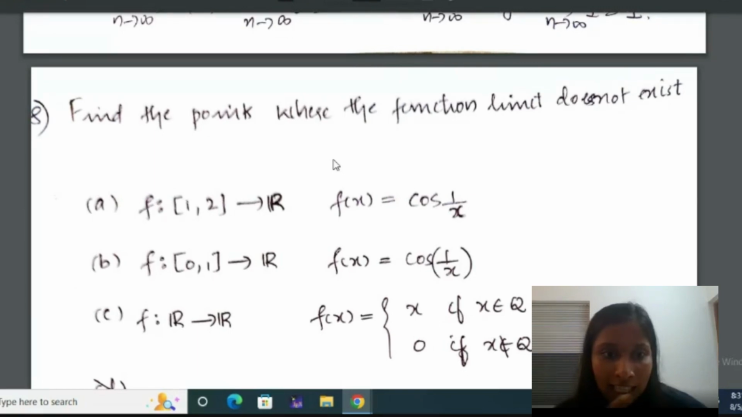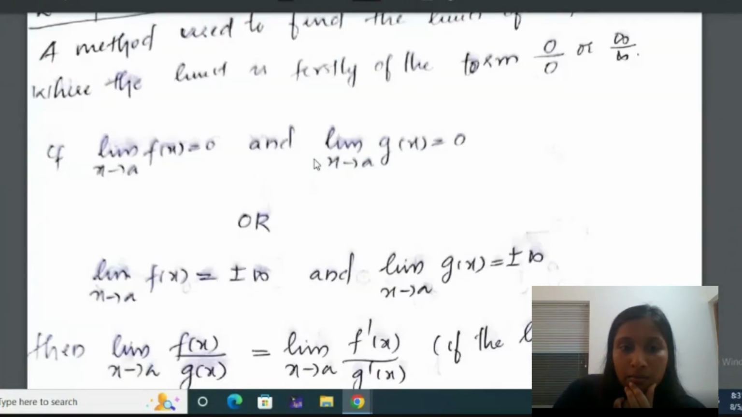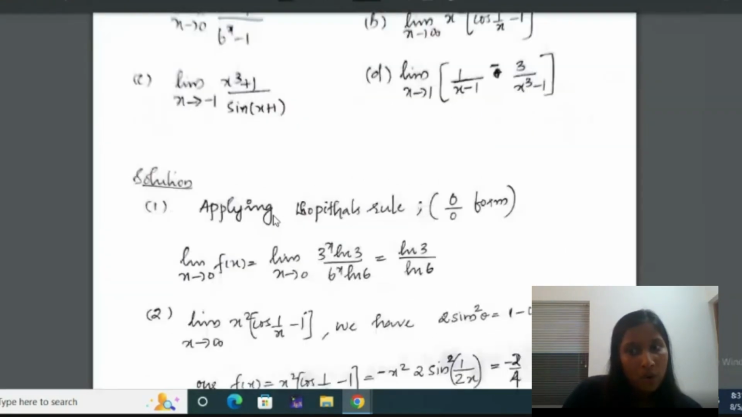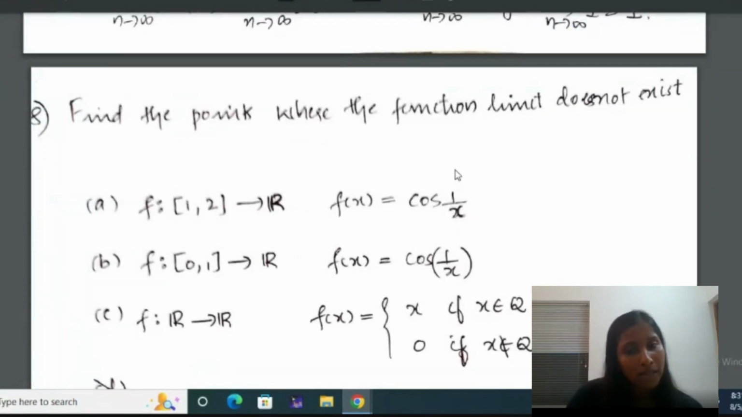We have just seen here that if we have a composition function and if the first function is continuous at the limit of the second function, then we can find the limit using this. So here we have cos 1 by x as our function. So cos 1 by x is a composition of cos and 1 by x. Here 1 by x is a function which only has a problem at zero for finding the limit. So at the rest of the points, it has a limit. Cos is a continuous function, so everywhere it has a limit. So the composition will have a limit at the non-zero points.